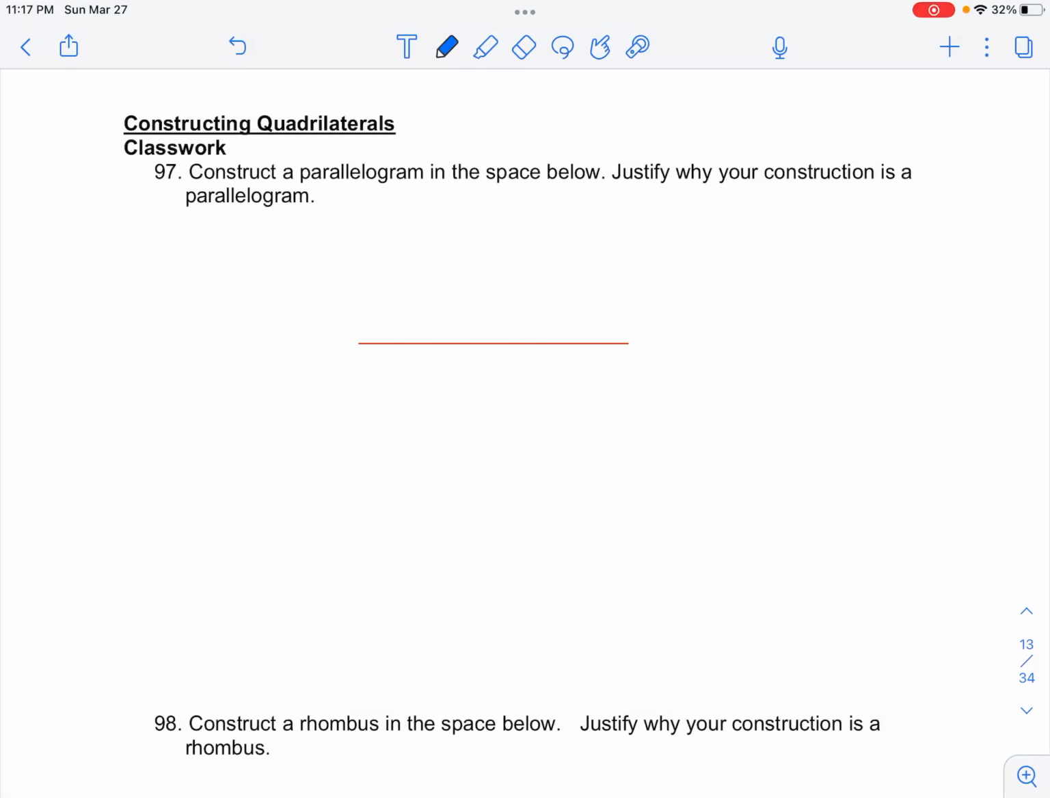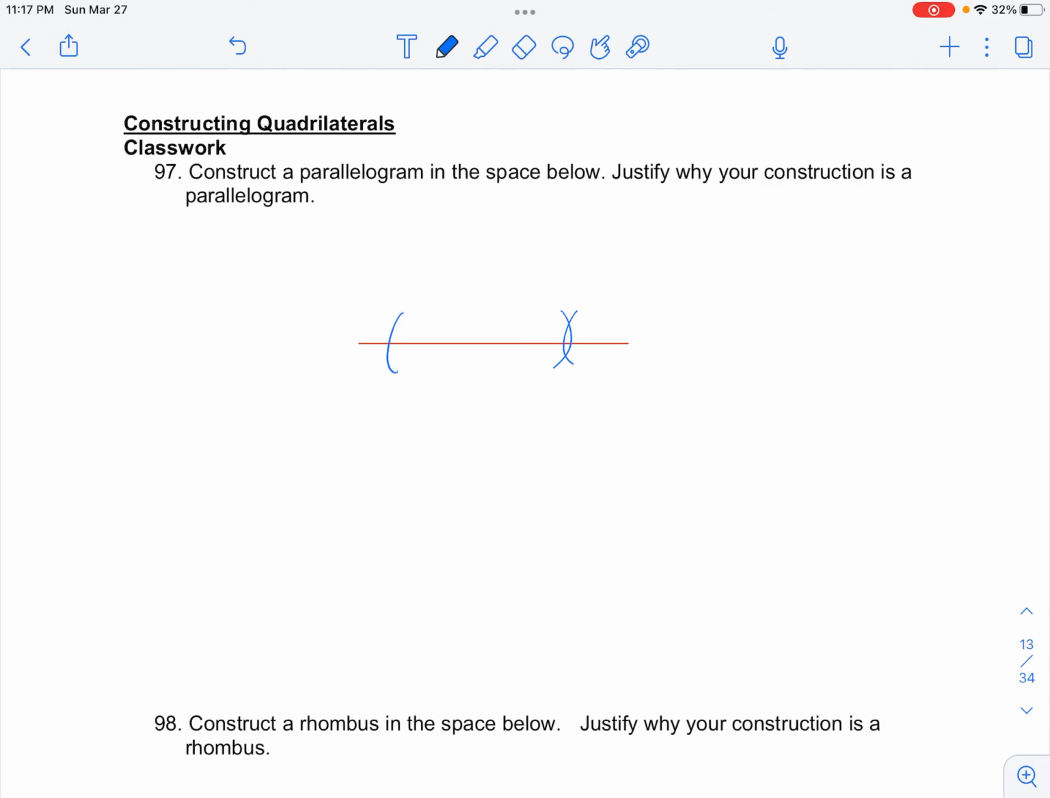Number 97 in your class trick for constructing quadrilaterals, we're asked to construct a parallelogram and then justify why our construction is a parallelogram. So first we're going to go ahead and start off with just a straight horizontal line. And we're going to come in with our compass and make two perpendicular lines from it. So we're going to measure these arcs.